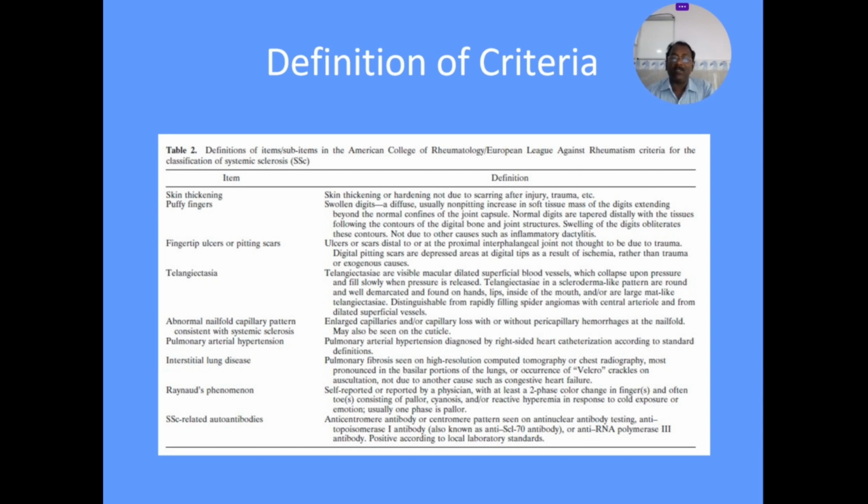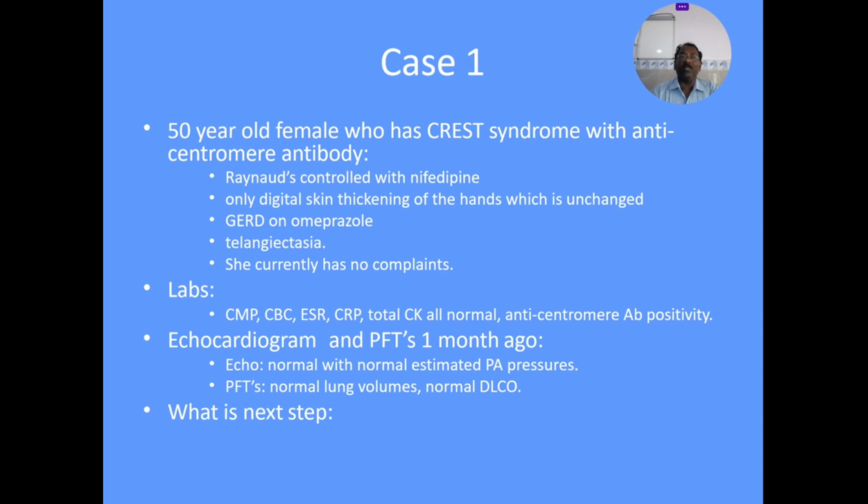So these antibodies, already I told you: anti-centromere antibodies, anti-scleroderma 70 antibody, also called topoisomerase 1 antibody, and RNA polymerase 3 antibodies. So now move on to the cases. These are very interesting cases. Please spare some of your valuable time here.